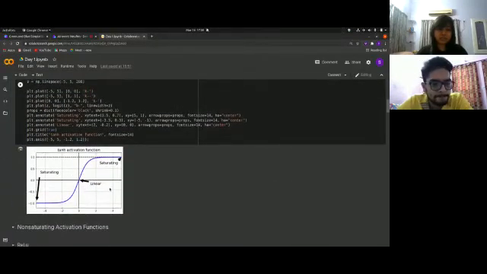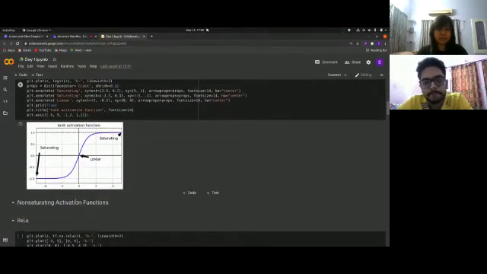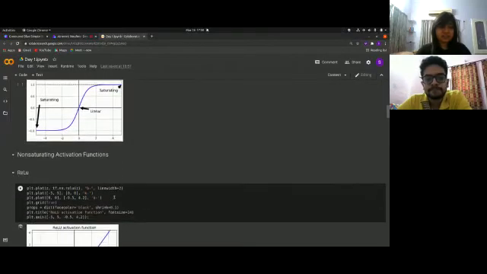For tan H, visually similar, ranges from -1 to +1. The purpose of using this is mostly to squash the values, as I said, into a manageable range so that the computation doesn't get too heavy. For example, if the values are too high or too low in the negative side, it may get quite computationally heavy. The next is ReLU.